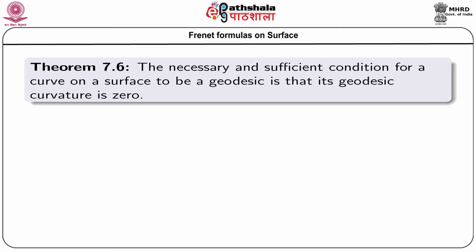Now, we prove this theorem: the necessary and sufficient condition for a curve on a surface to be a geodesic is that its geodesic curvature is 0. That means, kappa g equals 0 is the necessary and sufficient condition for a curve on a surface to be a geodesic. So, let us prove this one.